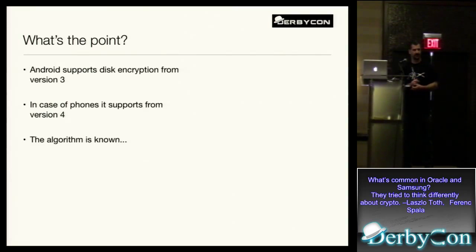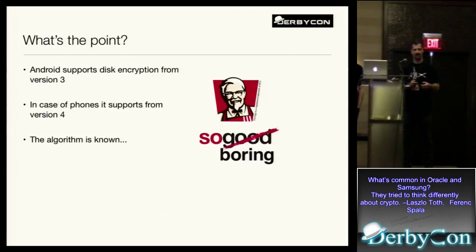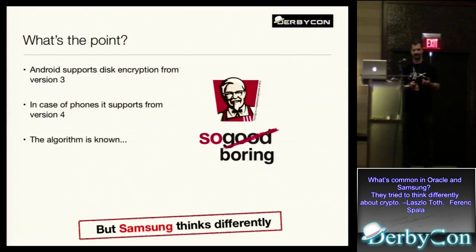What's the point? Android supports disk encryption or phone encryption from version 3, which was the tablet-only build. In case of phones, the encryption is supported from version 4. It's open source, the algorithm is public, well-known, thoroughly analyzed over and over again. It's boring stuff. But Samsung thinks differently.